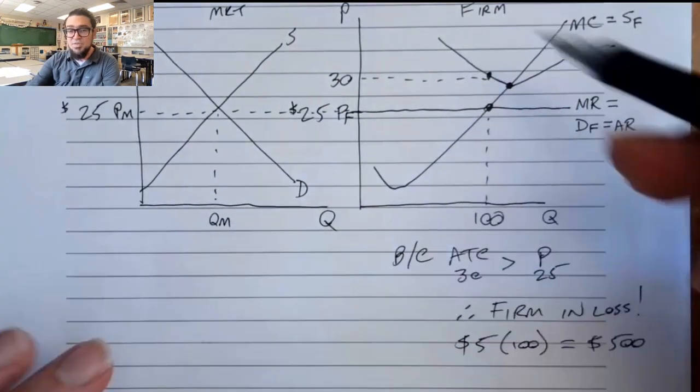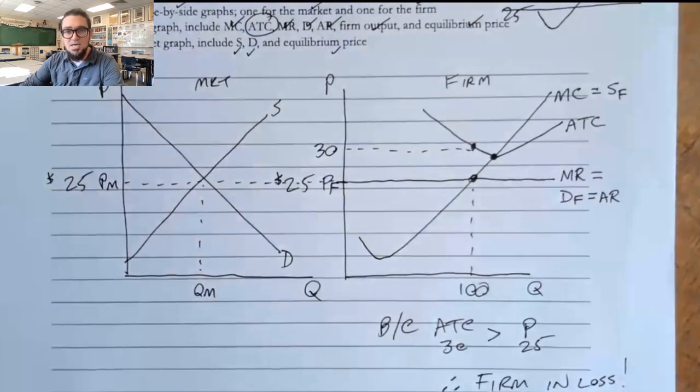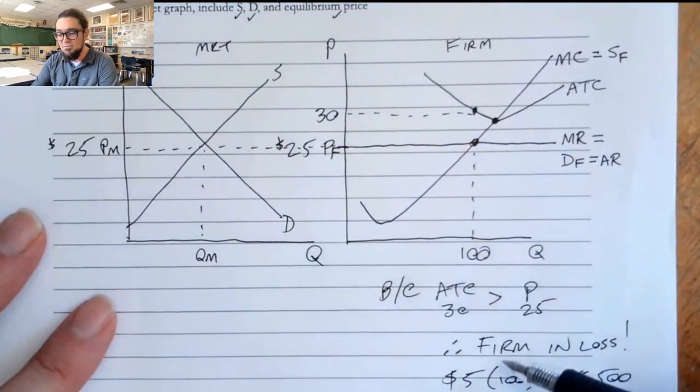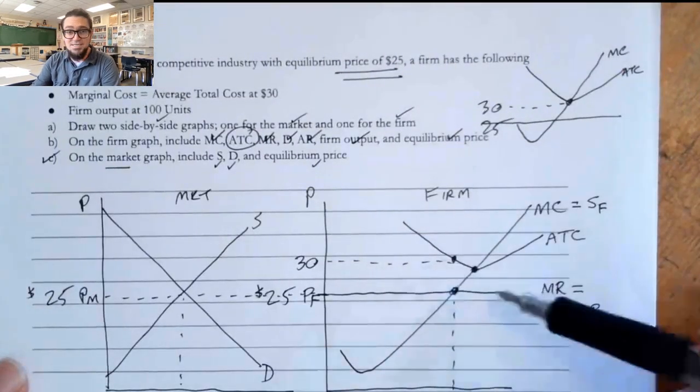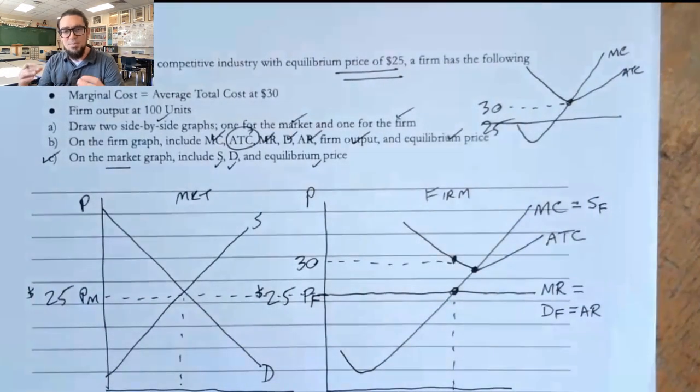Now, we don't know without an AVC on here whether this firm should continue to operate or not. That's beyond the scope of this question. But there are some kind of interesting things that we could pull out from there. And again, this firm is not in a long-run equilibrium. It's actually in a short-run equilibrium where the firm's losing money temporarily, potentially at a loss.